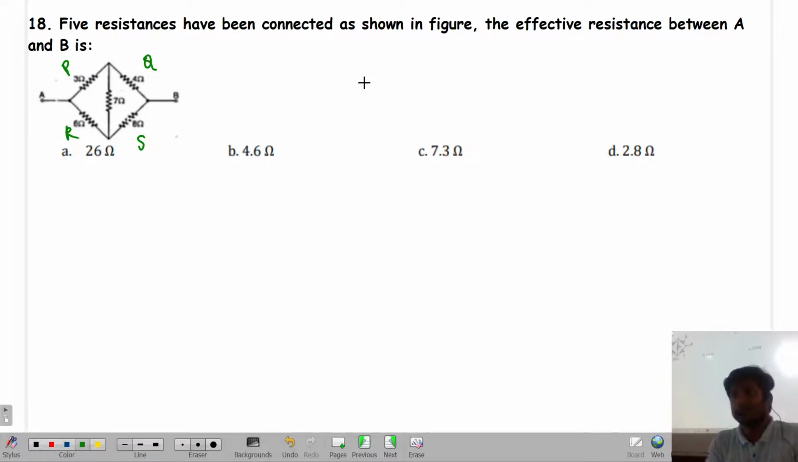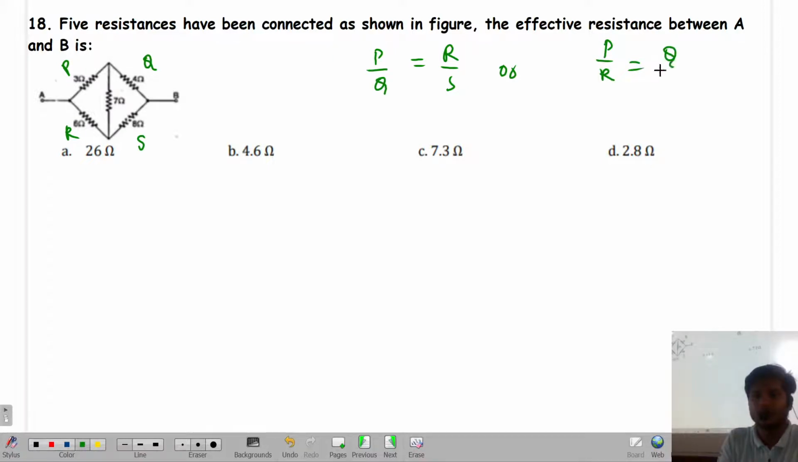Remember, two steps you have to apply. First, check P by Q is equal to R by S, or check P by R is equal to Q by S. In either condition, it will work as a Wheatstone bridge, either vertically or horizontally, got it or not? So it is 3 by 6 equal to 4 by 8, 1 by 2, 1 by 2. That means it is a Wheatstone bridge.